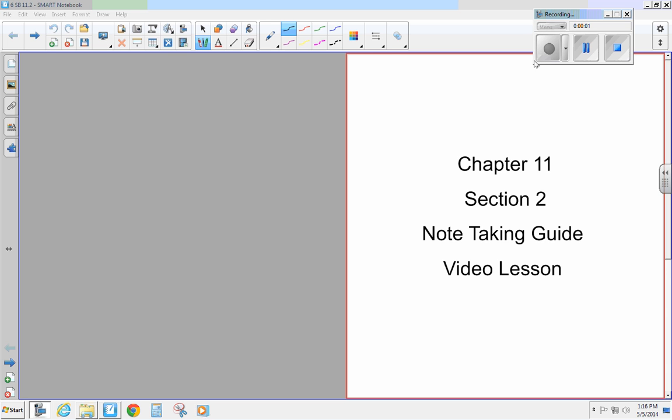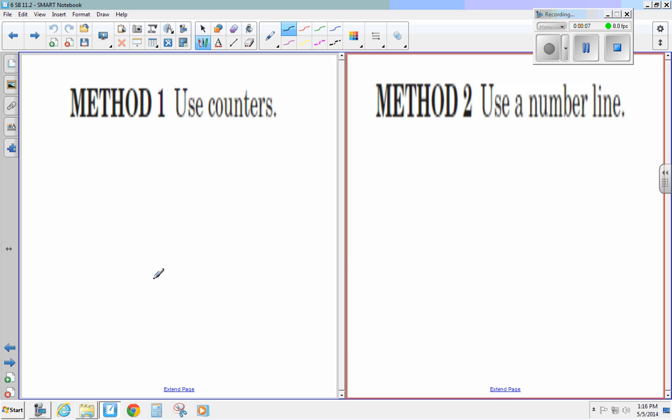Welcome to Chapter 11, Section 2, Adding Integers. And we'll be talking about two different methods for adding integers. One is using counters. Counters is basically, you can draw little pictures, you can use plus signs.